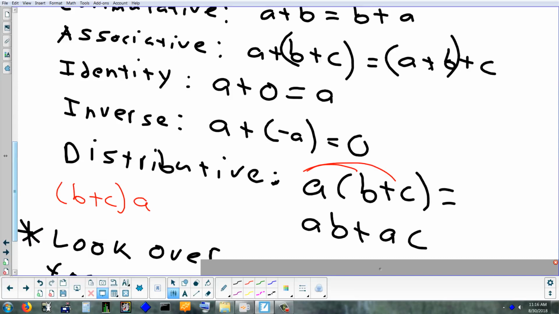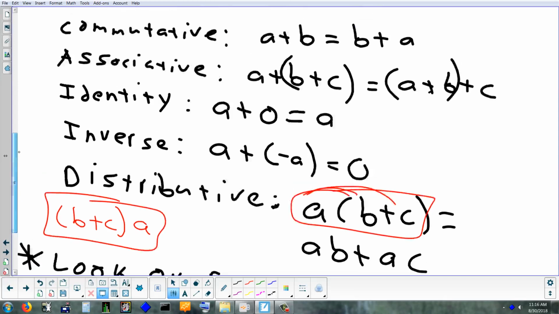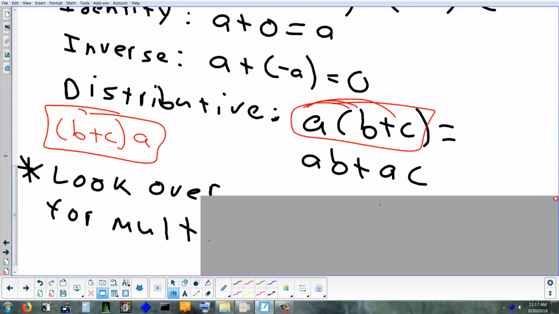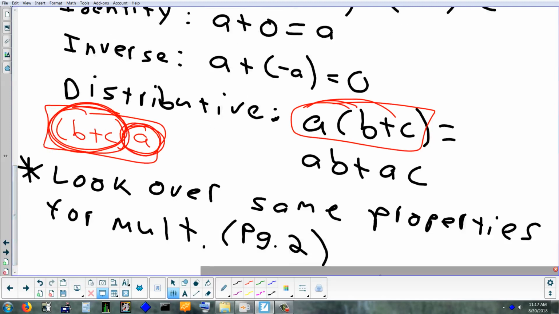In fact, what property did I use to get from this to this? Associative? Grouping is the same. B and C are still grouped. Yep, commutative. I used the commutative. If you think of this as 1 and this as 2, in this case it's 1 times 2. In that other case, I flipped it: 2 times 1. So it's basically the commutative property for multiplication. That's all. Okay, so all those properties for multiplication are in your book on page 2.